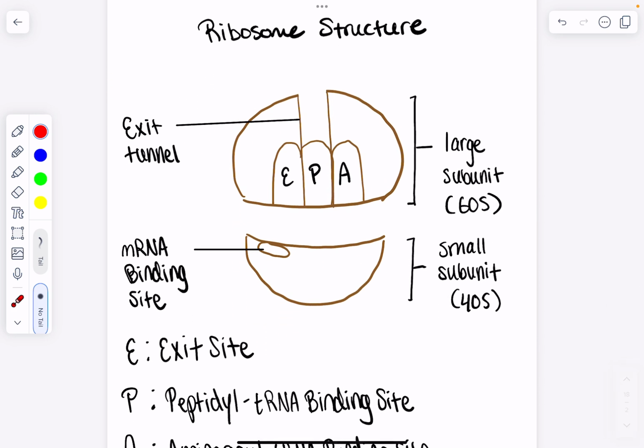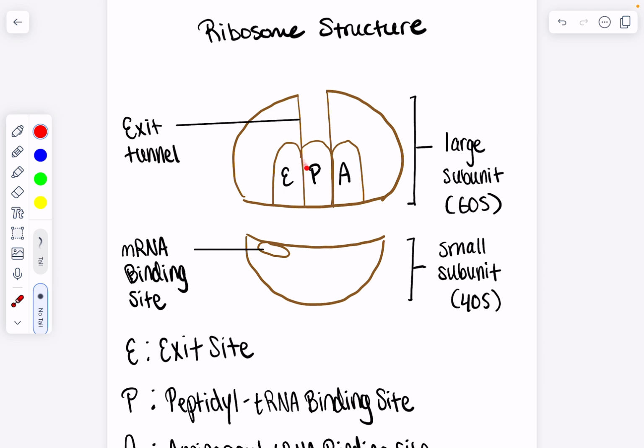So firstly, we want to look at the separate components or the key players in translation, look at their structure and how they work. So we have, firstly, the ribosome structure. The ribosome, first of all, has a larger subunit and a smaller subunit. The large subunit is where the tRNAs are going to actually bind, and the smaller subunit is where the mRNA is going to bind, first at the mRNA binding site.